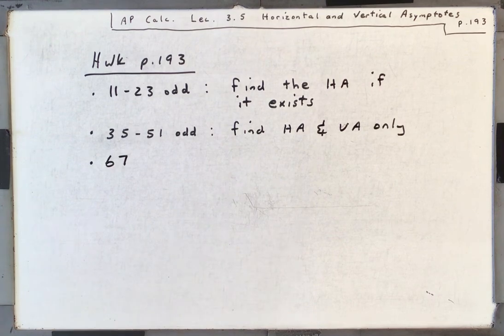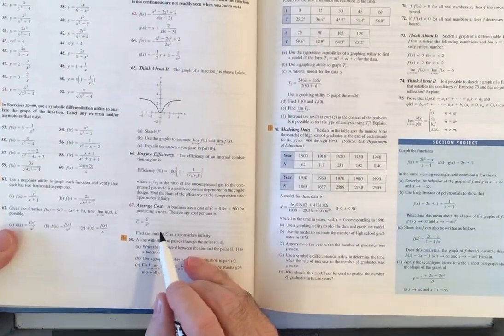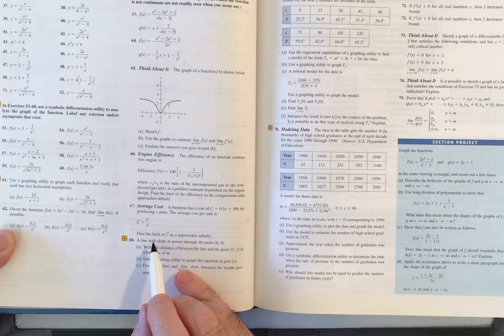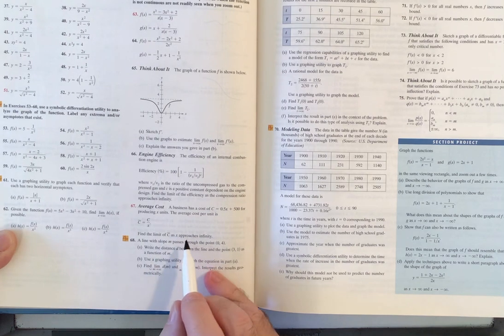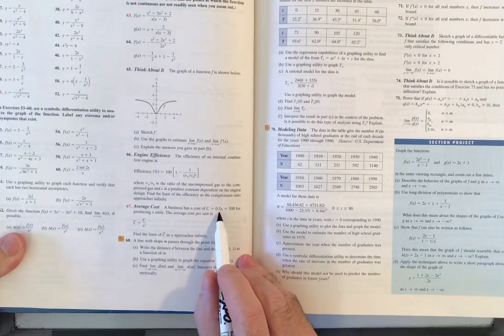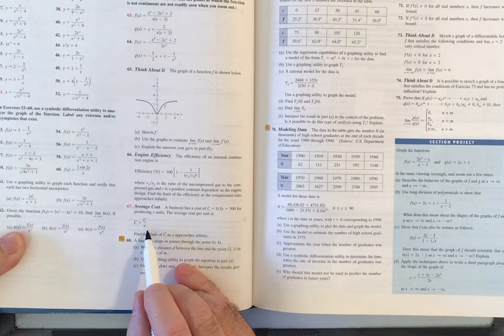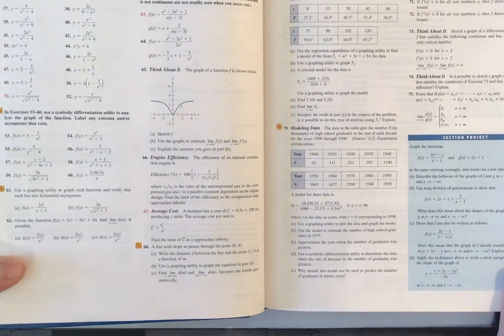That is a word problem where you have average cost. You had one of these in the last section. So find the limit of c bar as x approaches infinity. You're going to have to plug that 0.5x plus 500 into this formula, and then take the limit as x approaches infinity of that and see what happens.